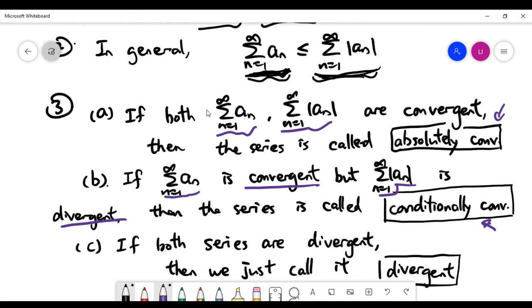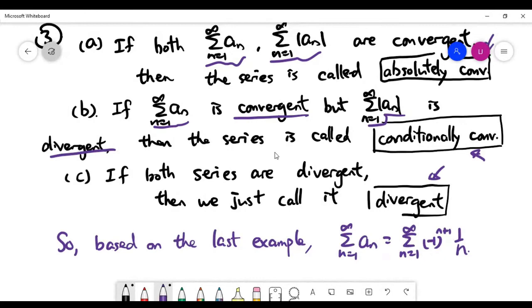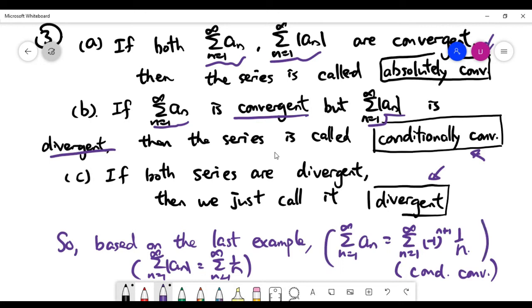And the last case is obvious. When both are divergent, we just call it divergent. The series given at the beginning is a conditionally convergent series, because the absolute version of it in this case is the harmonic series, which itself is divergent. But we understand that as an alternating series, this one itself is convergent. So overall, we call it a conditionally convergent series if the behaviors are not the same for both series here.